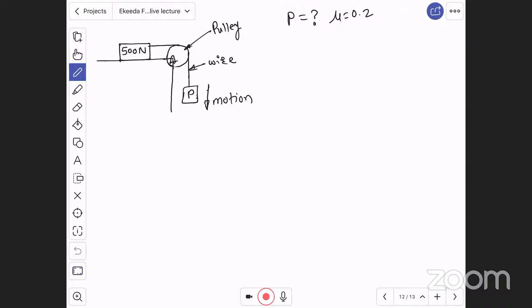And if this block moves in downward direction, definitely the wire on the pulley is rotating like this. This will be the motion for pulley, which is in clockwise direction. The motion of the pulley will be in clockwise direction, and 500 Newton block is directly moving towards right.